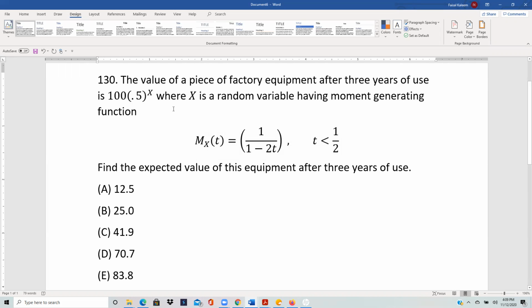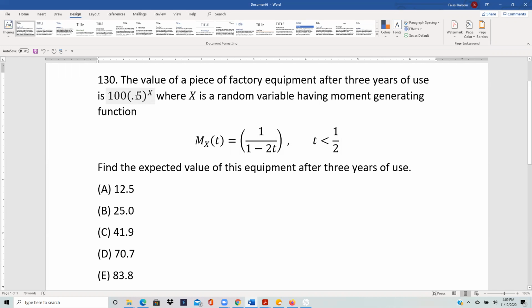Find the expected value of this equipment after 3 years. So we already know that this is the expected value after 3 years. So there is no substitution of time equals 3 anywhere. We already are given that this is a 3-year value. So we have to find the expected value of this expression: expected value of 100 times 0.5 power x.